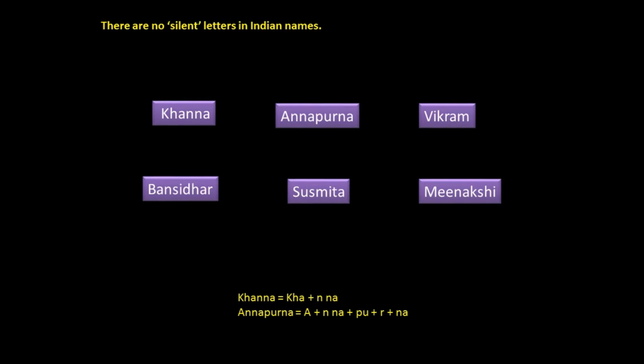There are no silent letters in Indian names. All names are spelt as they are said. So letters like J, H, B and V are all pronounced as they are. Example, Khanna, Annapurna.